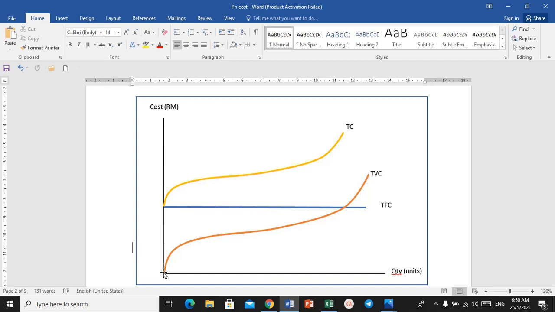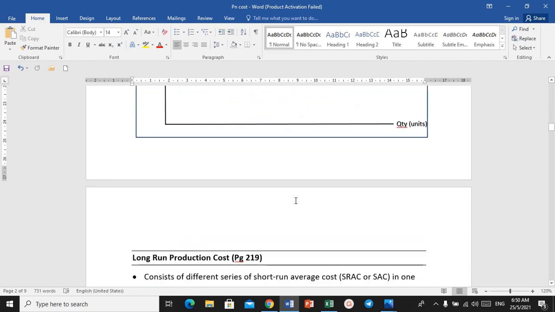In our next class, I'm going to ask you what is the reason for these starting points of total cost, total variable cost, and total fixed cost. I'm going to ask you this question in our next class, and I'm going to give you tips. The answer is actually in the tables that you have prepared earlier.